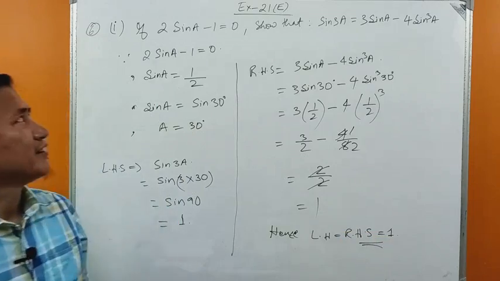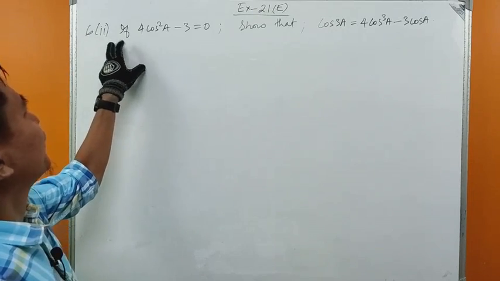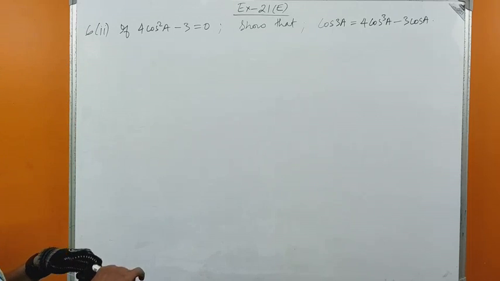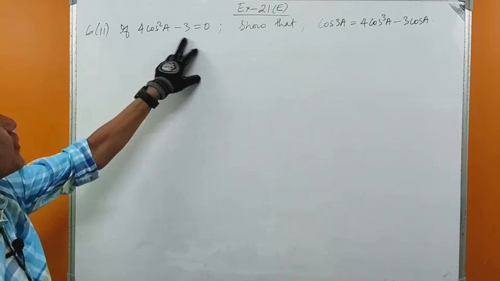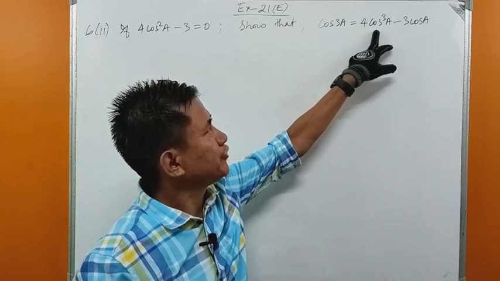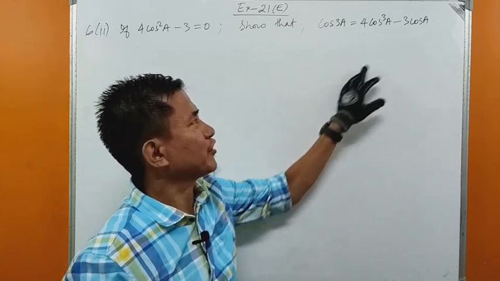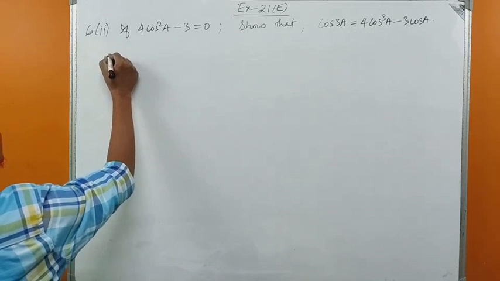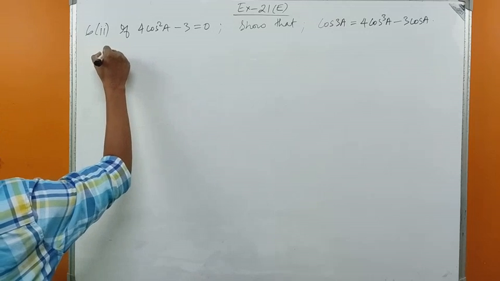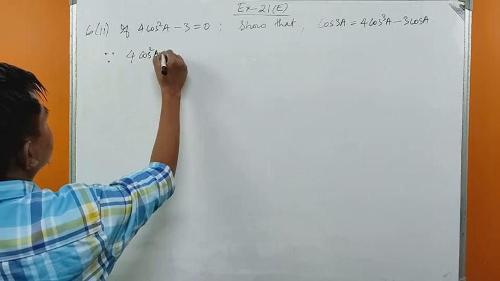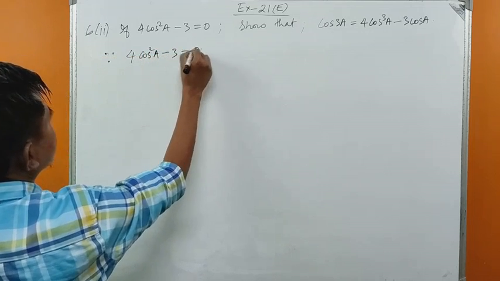Okay. Let us do question number 2 of 6. Here we have 4 cos square A minus 3 equals to 0. This is the given condition, and we are asked to prove cos 3A equals to 4 cos cube A minus 3 cos A, isn't it? So let us write the given condition first. Since 4 cos square A minus 3 equals to 0, isn't it?